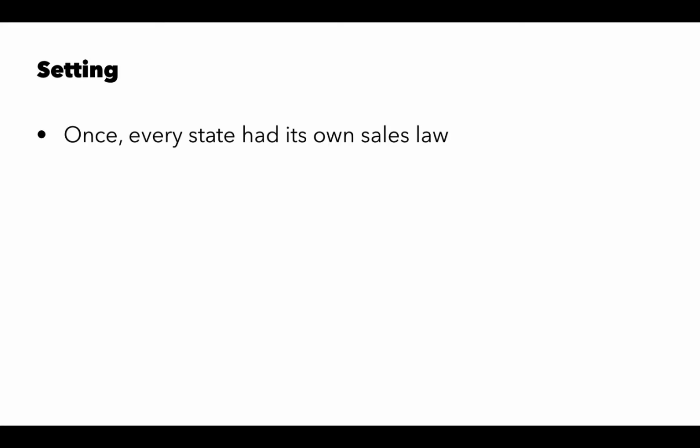Now, once upon a time, every state had its own sales law, such that a sale was defined in different ways in different states. Guidance for the performance of the sales contract differed depending upon which state you were in. Remedies available for the failure to perform differed depending on which state you were in. And this was the system that was prevalent in the United States up through the 1930s, 1940s. Every state had its own sales law.